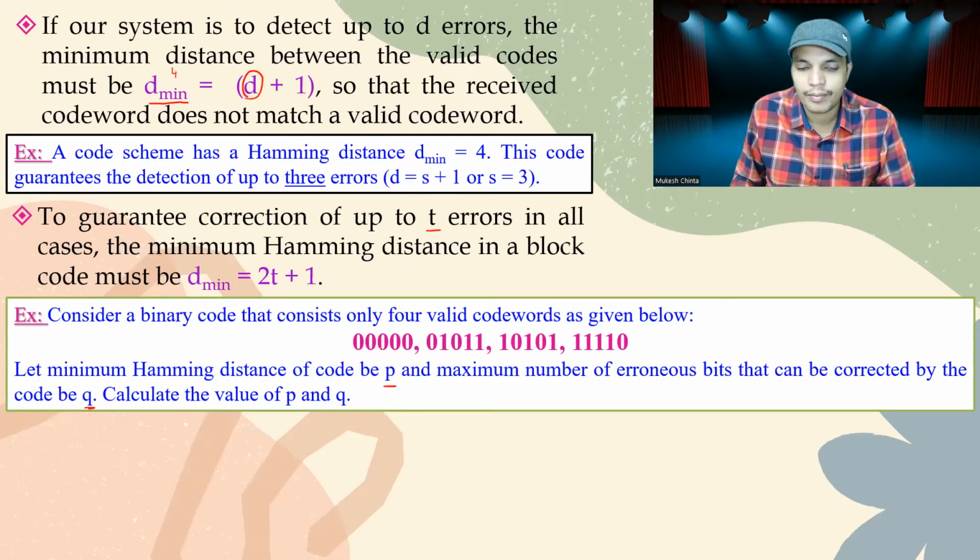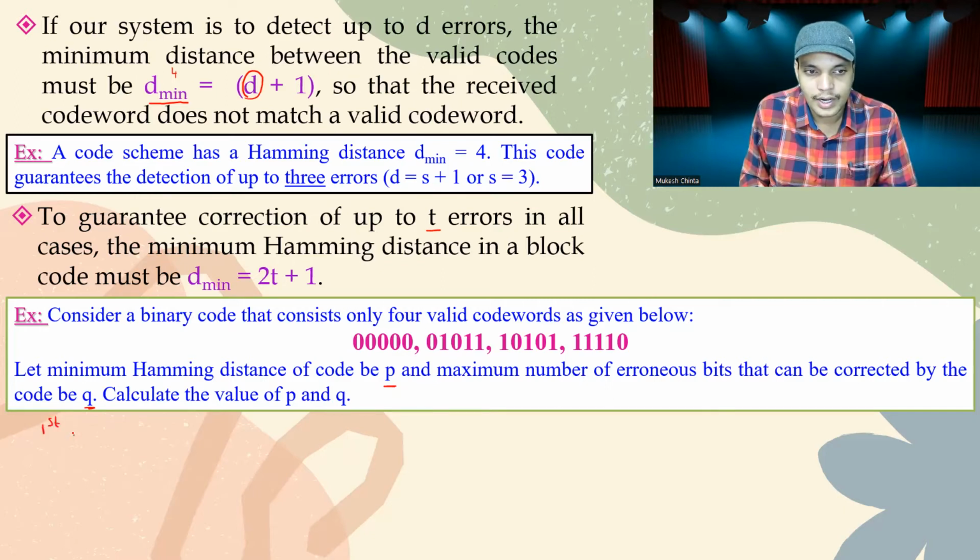So first let me calculate the Hamming distance between first and second. If you see, there are 5 zeros here and I have 3 ones here. So between the first and second code word, the Hamming distance is 3. What about first and third one? Once again, it is 3. What about the first and fourth word? Once again, it is 4. So how did I get this? You simply count the number of ones. That's all, because these are all zeros.